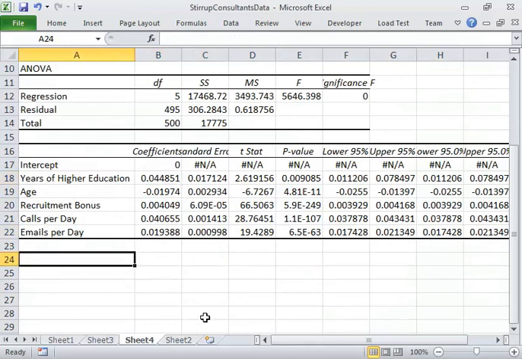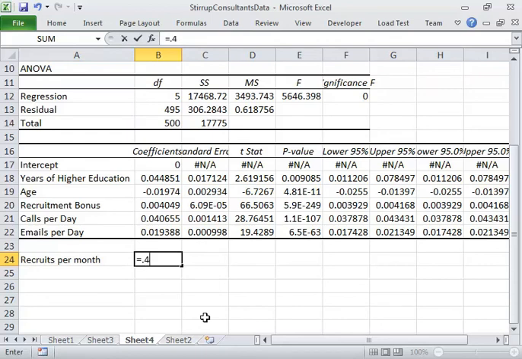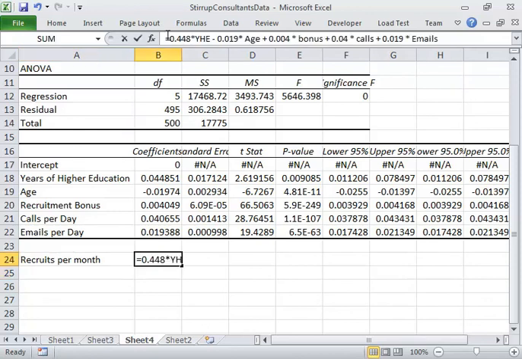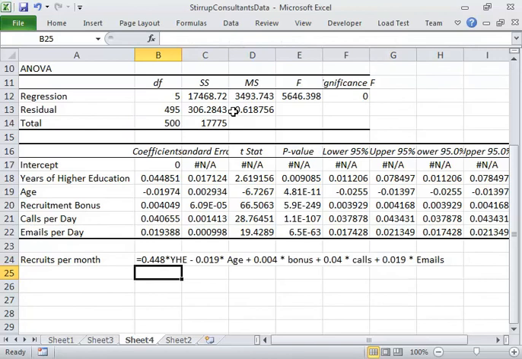So the equation that we would be looking at is recruits per month is equal to 0.448 times years of higher education, minus 0.019 times the age, plus 0.004 times the bonus, plus 0.04 times the number of calls per day, plus 0.019 times the emails per day. I put this little tick in front of it so it doesn't treat it as an equation, it'll just display it. So that's my equation, and that's my analysis for my regression.